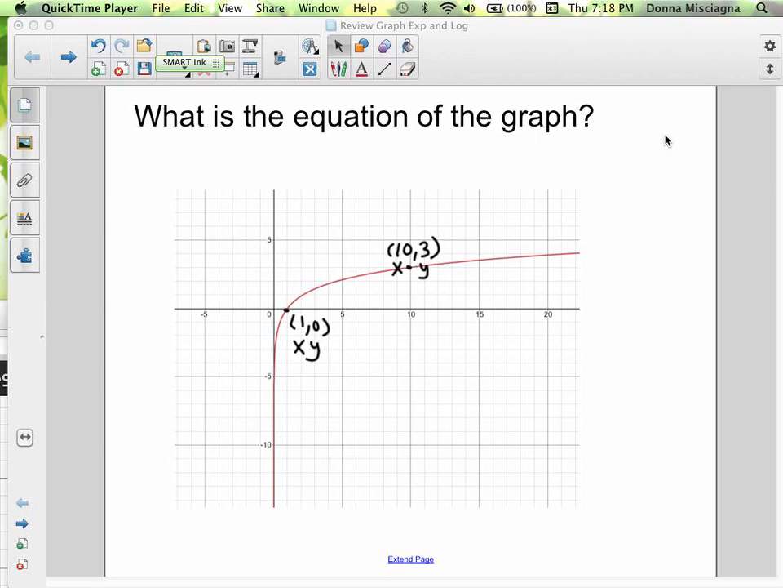Welcome to the review for the graphing exponential and log formative. Alright, so we're going to do some problems to help you do your best on the formative.